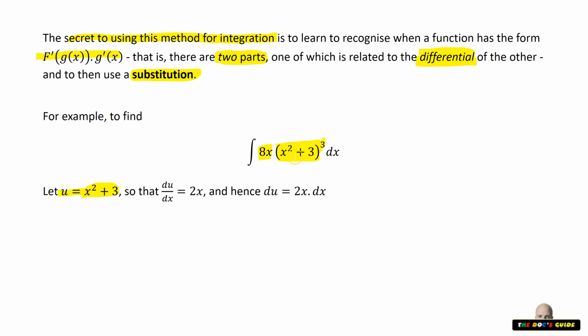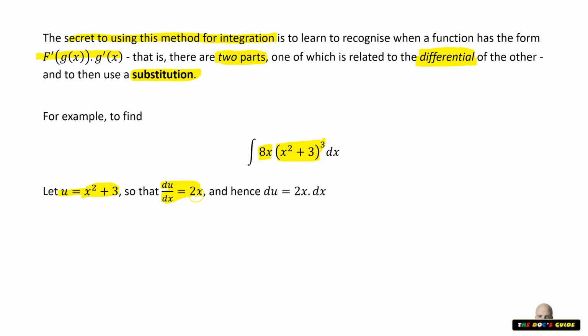So if u is x squared plus 3, then what we're doing to the u is that we're then cubing it. So we're taking a function of a function. So if u is x squared plus 3, then du/dx, so this is our next step, is 2x, and 8x is of course related to the differential, because 8x is clearly just 4 times 2x.